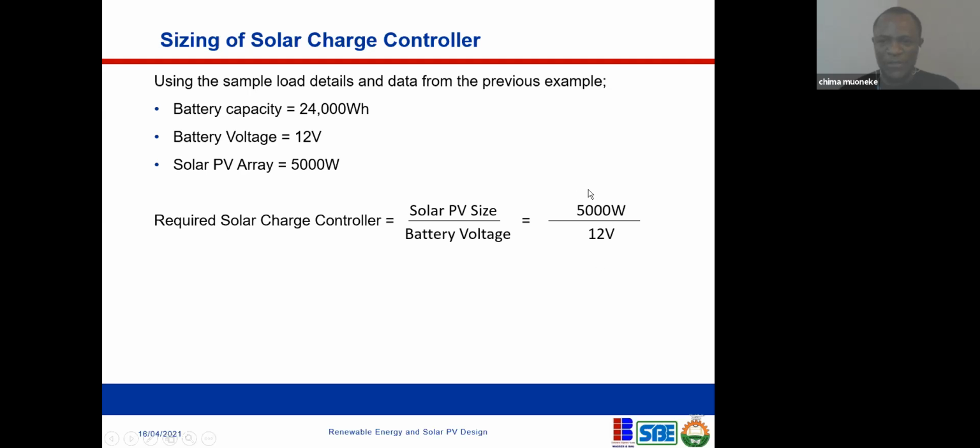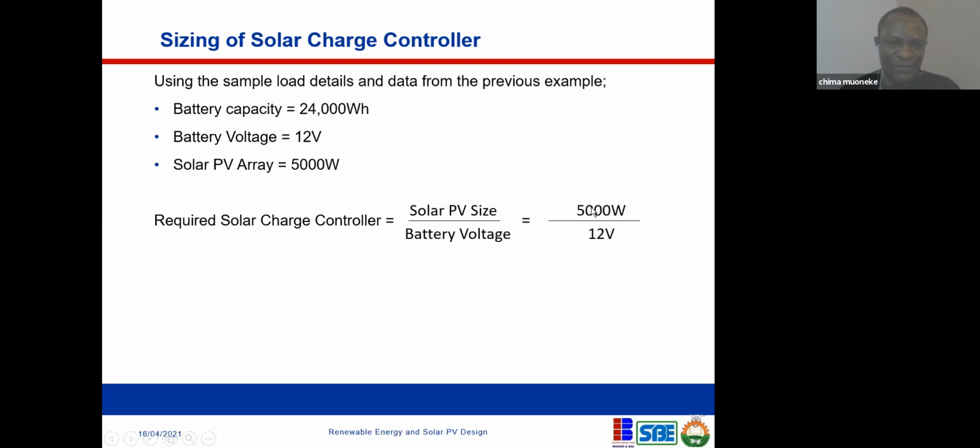If you look at this formula, if you break up this watt, this watt is equal to voltage times current. So this voltage will cancel that voltage that is here, and the remaining unit is ampere. So your charge controller is rated in amperage.